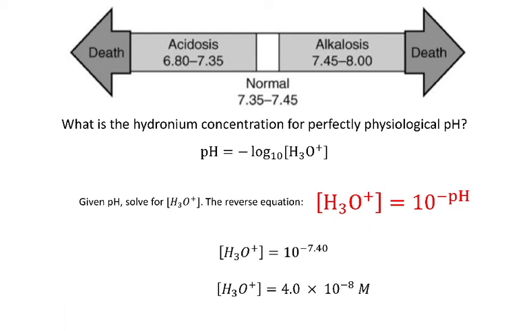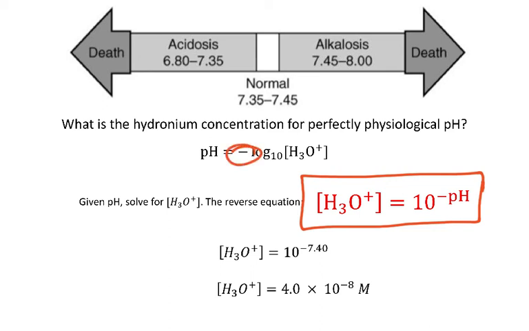So here's the second equation. H3O plus is equal to 10 raised to the negative pH. And the negative is because there's a negative sign here, right? So it's basically doing the inverse and getting it back out. So, like, what is the hydronium concentration for perfectly physiological pH?